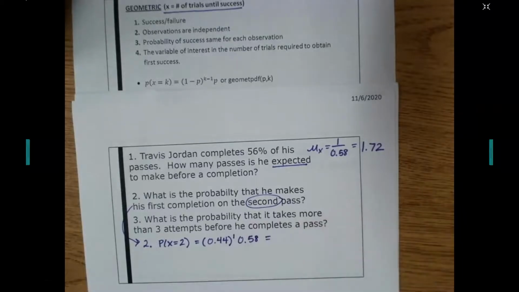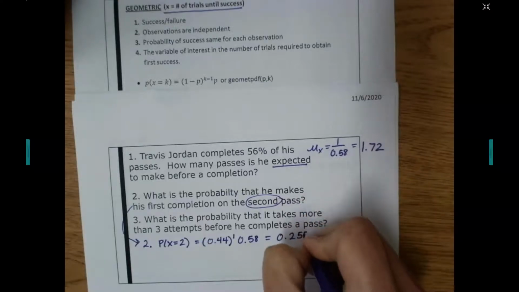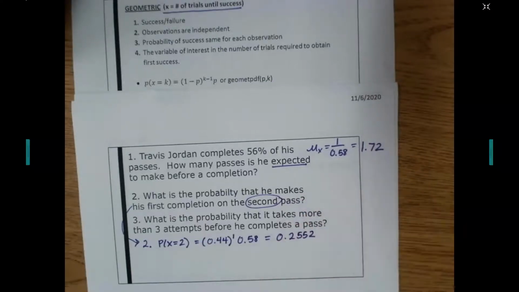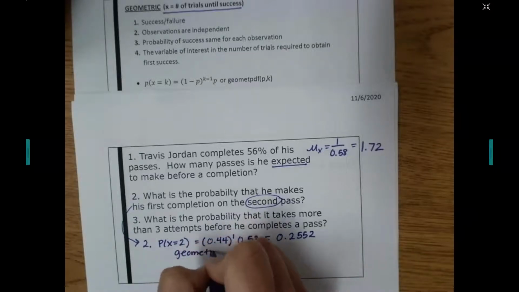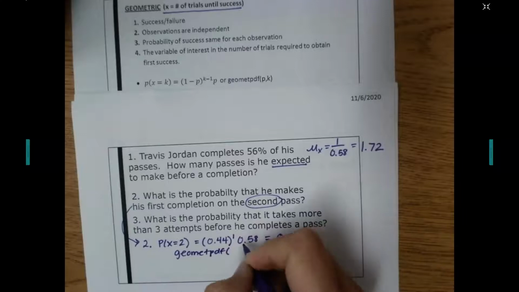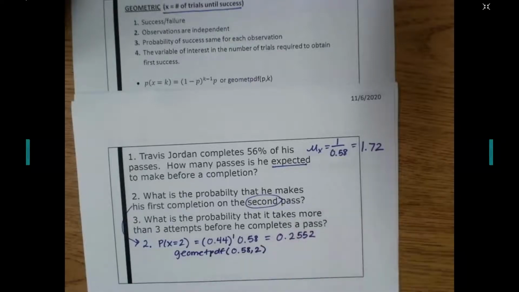Okay, so if we multiply that out, 0.44 times 0.58, that probability is 0.2552. If you had wanted to use your calculator, this is going to be geometric PDF. Again, there's no n, so it's just p and k, so probability of success is 0.58. I'm looking for it to happen on the second try.